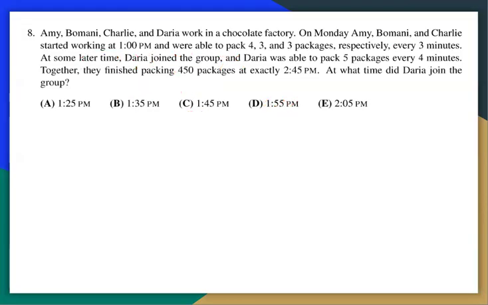Okay, number 8 is a word problem again. So we have A, B, C, D. They work in a chocolate factory. And Amy, I'm going to use the initial A, B, C, start at 1 p.m. and are able to pack 4, 3, and 3 packages respectively every 3 minutes. At some time later, person D did join the group, and this person was able to pack 5 packages every 4 minutes, and they finished together 450 packages by 2:45. So what time did person D join the group?